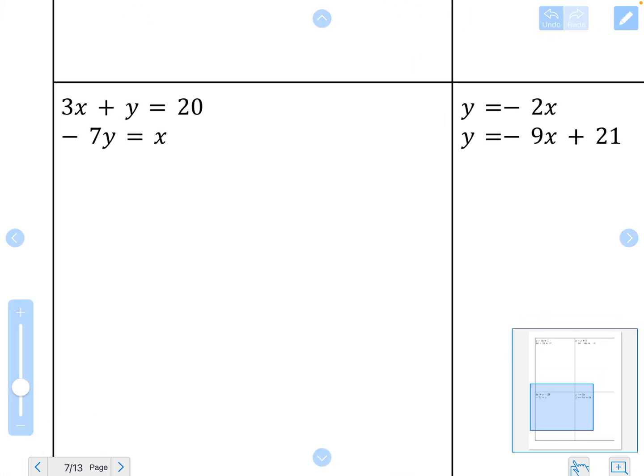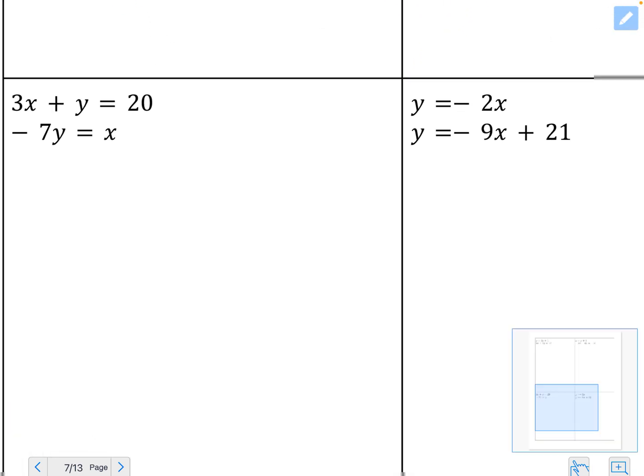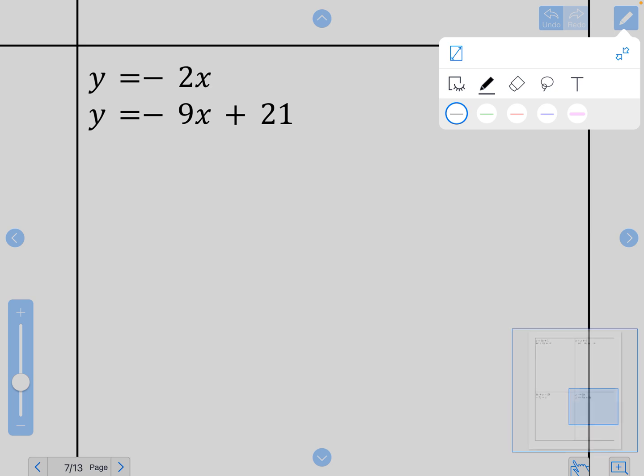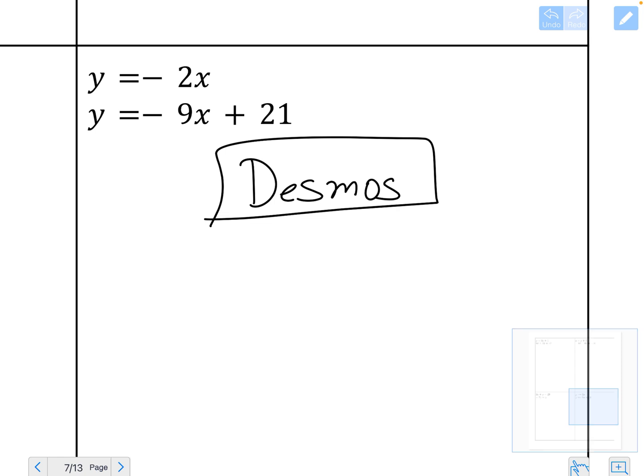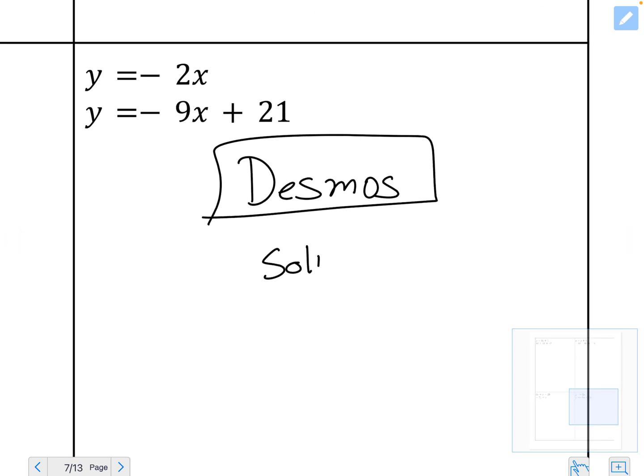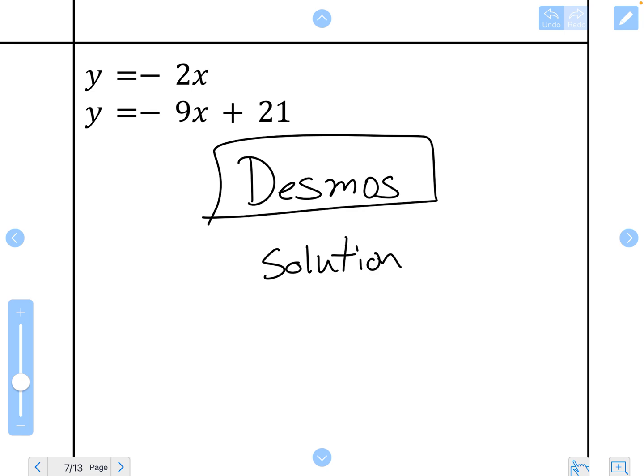All right, I want you to try this one on your own and check it with your class notes. And then for this guy, I want you to open up Desmos. I want you to graph both equations, and Desmos is going to tell you what the solution is. And so I want you to check your solution with the completed class notes.